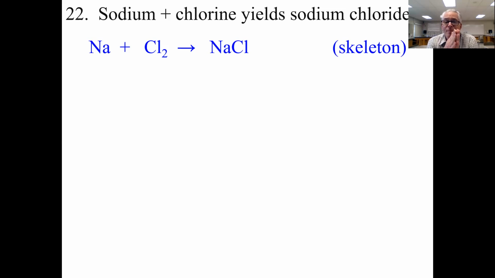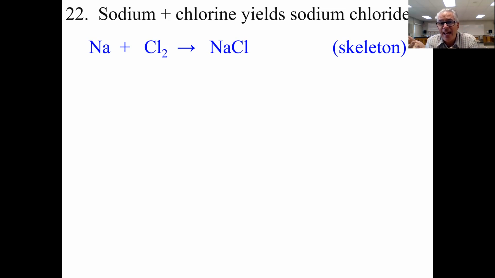Now, to balance this, say to yourself, I got one sodium in the front, I got one sodium in the product, so far so good. But I got two chlorines and one chlorine, and that's not good. 2 and 1. So let's go through this nice and slow. One sodium, two chlorines. How am I going to get two chlorines in the product?